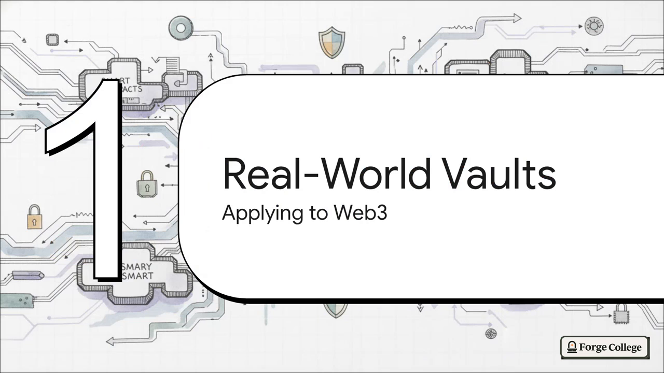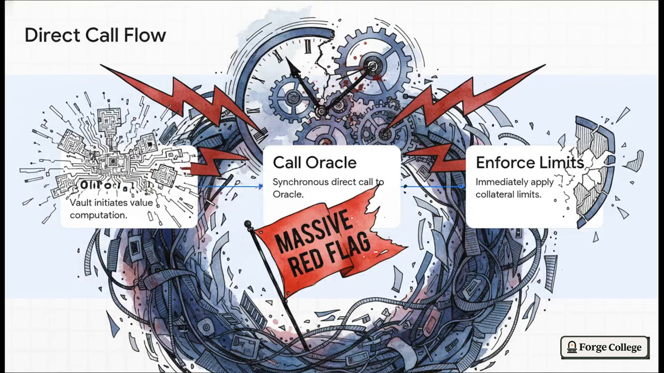Section 3, Real-World Lending Vaults. Let's take these abstract ideas and actually apply them to Web3. Picture a standard lending vault trying to query a price oracle. If we use a direct call strategy, the vault computes the value, makes a synchronous direct call right to the oracle, and immediately enforces its collateral limits. Now, this is incredibly fast, but here is the massive red flag. If that oracle happens to have a sudden latency issue, or it temporarily reverts, your entire deposit path just crashes.